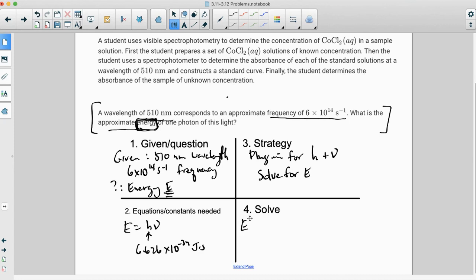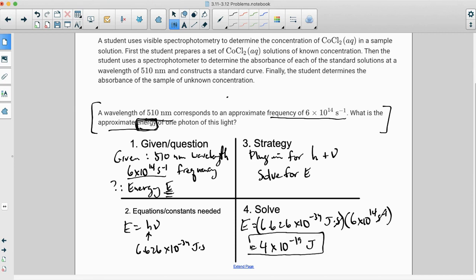Okay, so I'm solving for E equals my h, 6.626 times 10 to the minus 34 joule seconds. So there's my h times nu, which is over here my given, 6 times 10 to the 14 seconds to the minus 1. This will cancel out, and I can multiply those two together, and I get 4 times 10 to the minus 19 joules. Okay, and I should box my answer, circle my answer, and that is the solution.